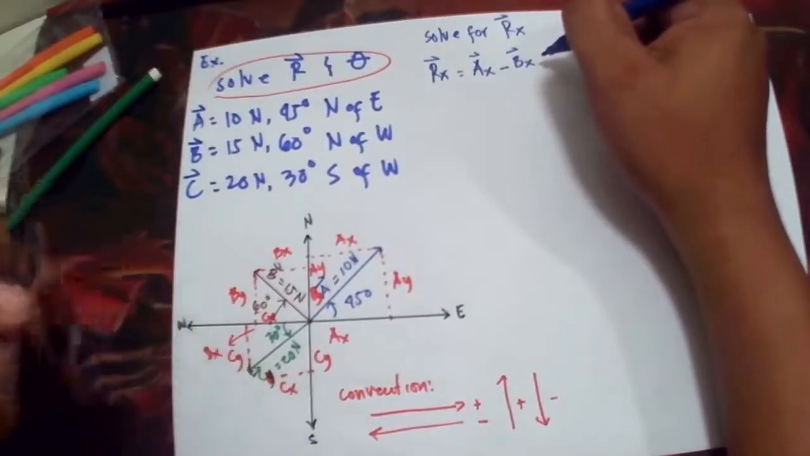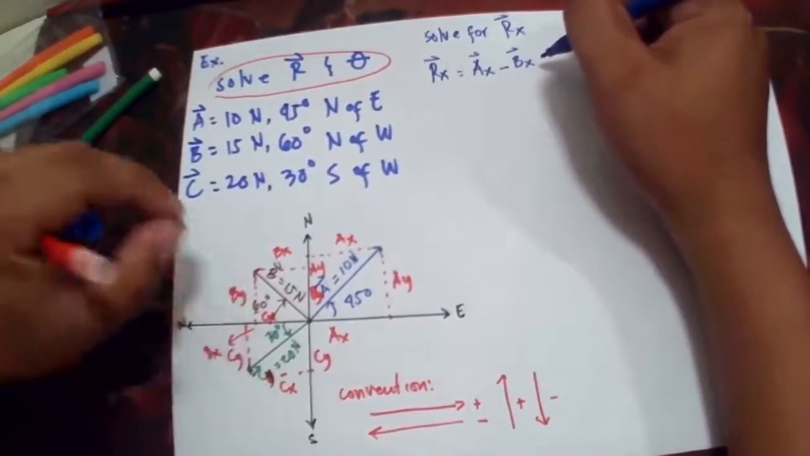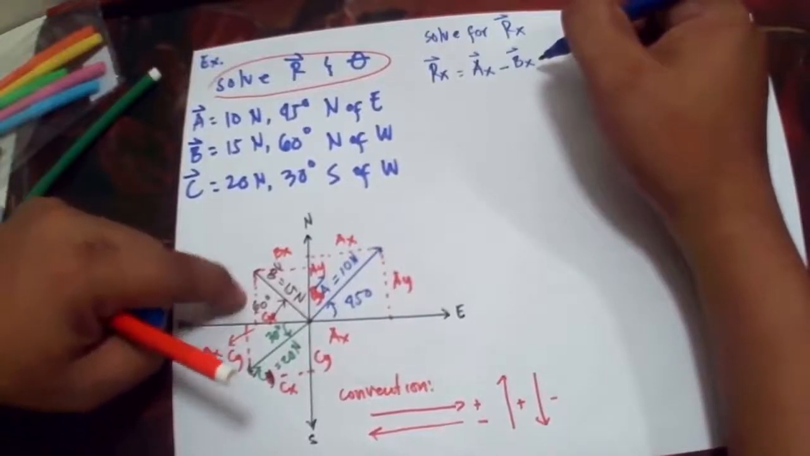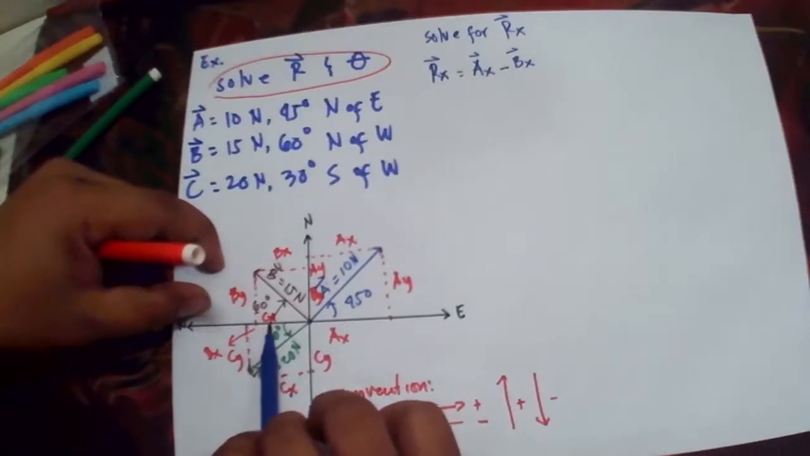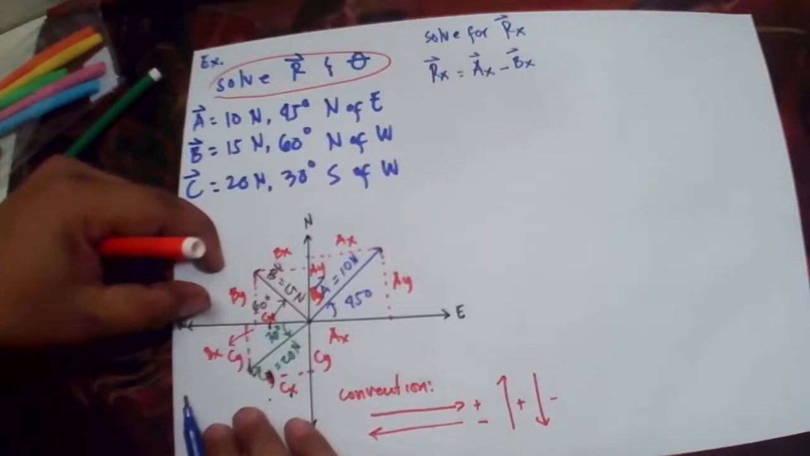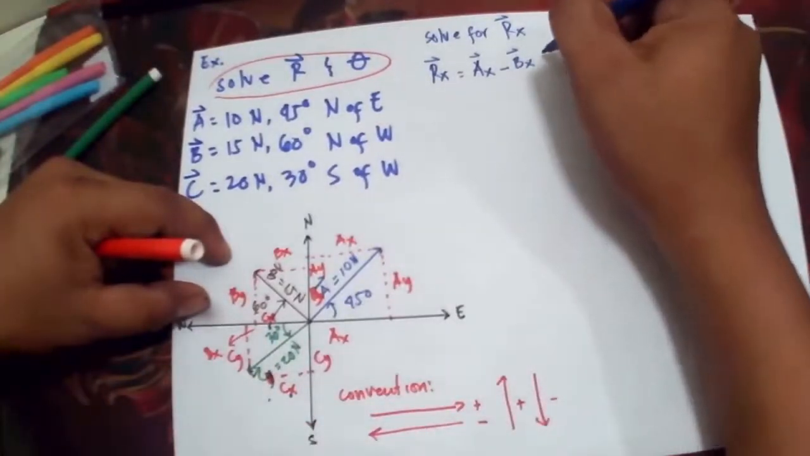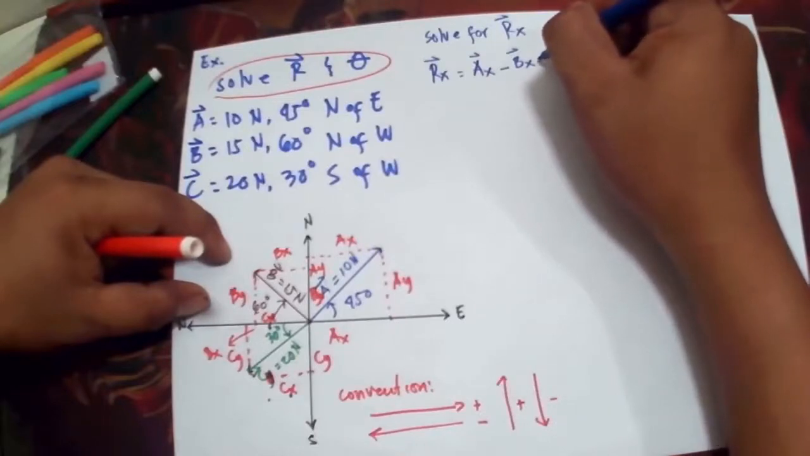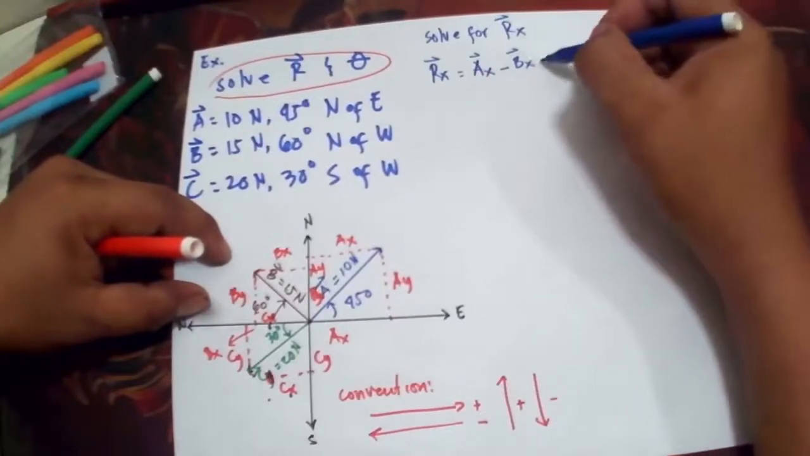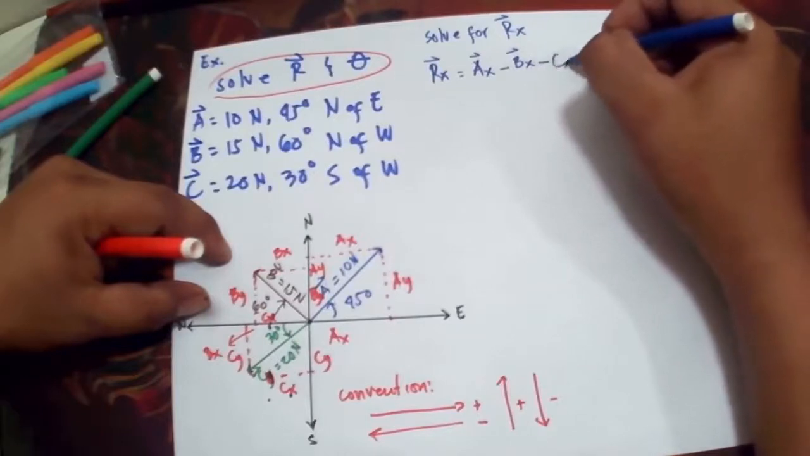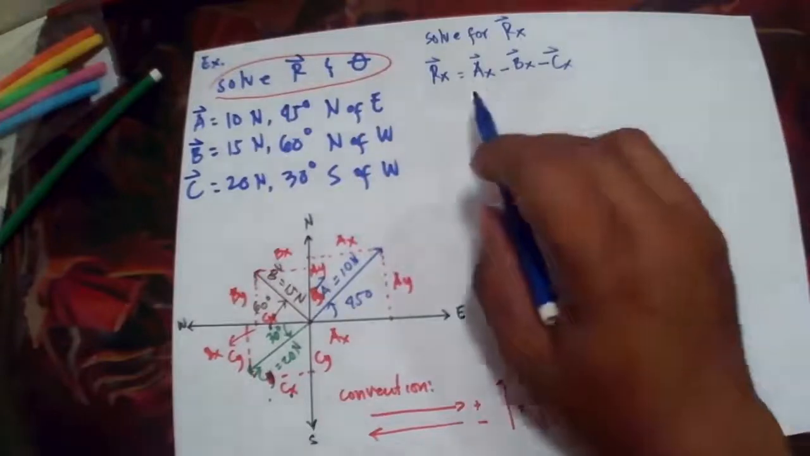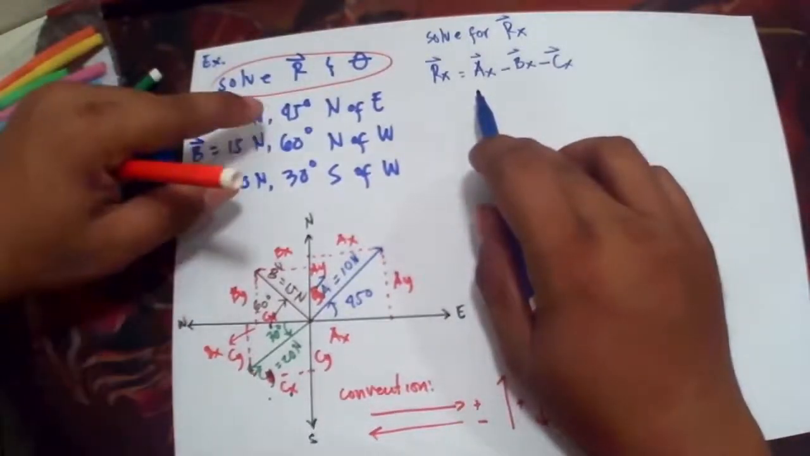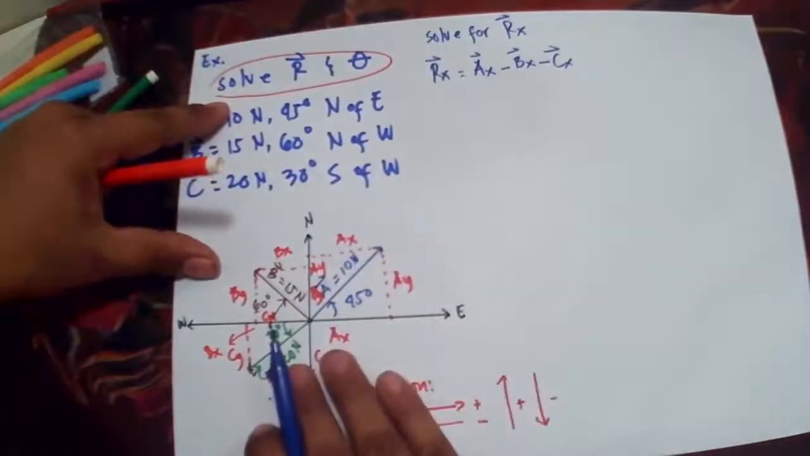But our focus now is C sub x. Since C sub x is also in quadrant 3, it is still in the negative value or sign. So this means our C sub x here is minus C sub x, vector C sub x. So this will now be the equation for solving for the resultant vector in the x component.